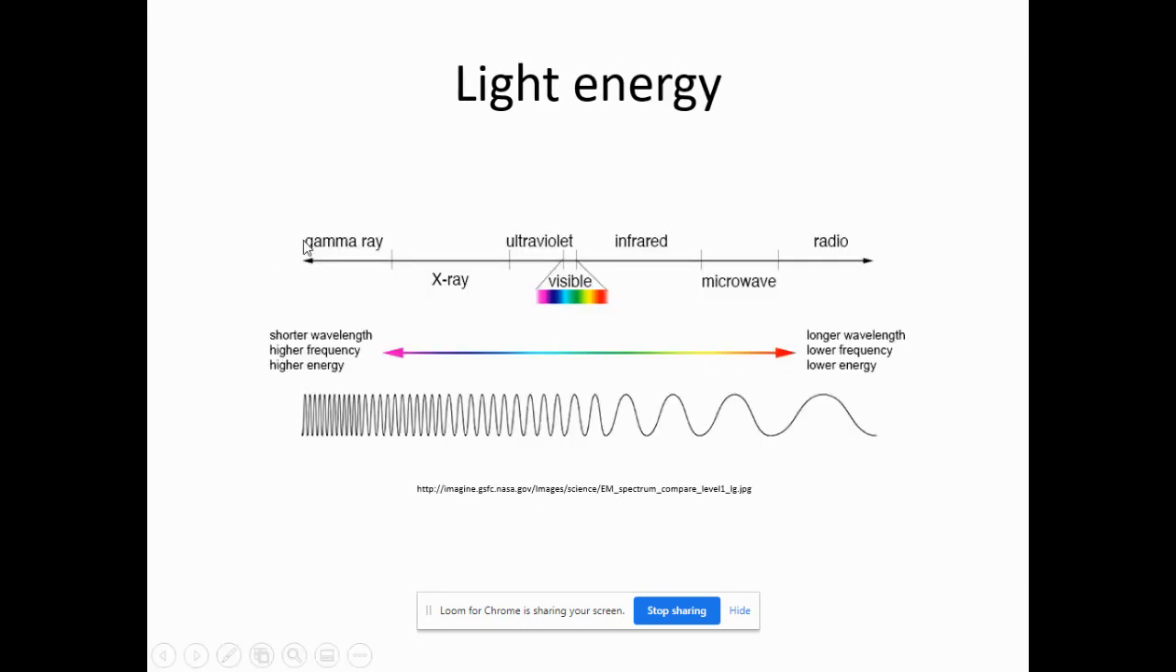So here's the electromagnetic spectrum. The further you go to the left, the shorter the wavelength, but the higher the energy. That's why X-rays, gamma rays, and ultraviolet radiation can do damage to your body cells, because they're packing a lot of energy that can damage your DNA. Then you have the visible part of the spectrum, and as you go this way, longer wavelengths, less energy.